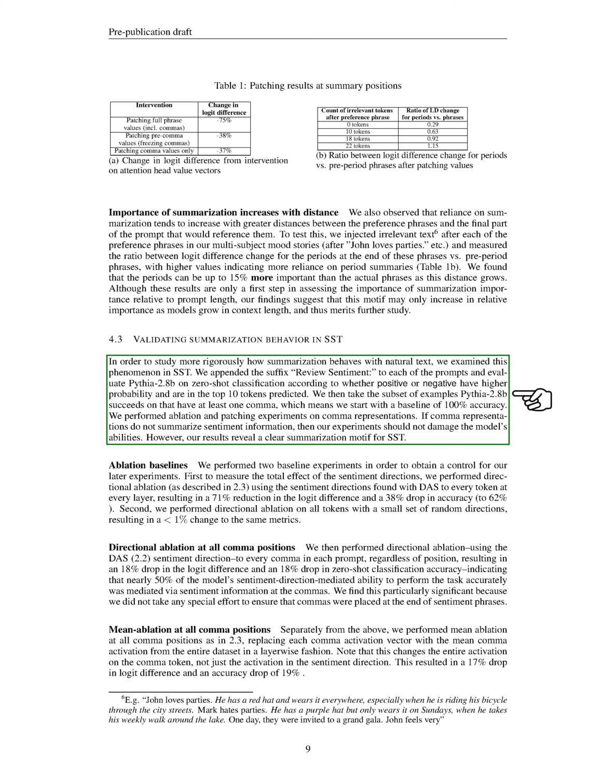We then selected the examples Pythia-2.8b succeeds on that have at least one comma, which means we start with a baseline of 100% accuracy. We performed experiments on comma representations and found a clear summarization pattern for SST.